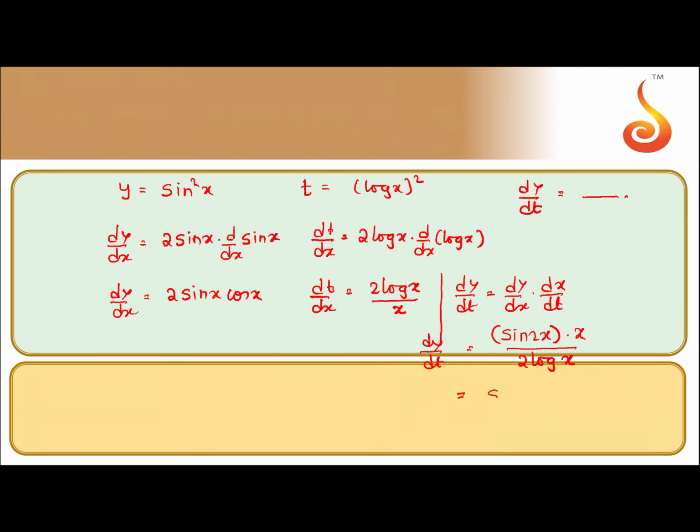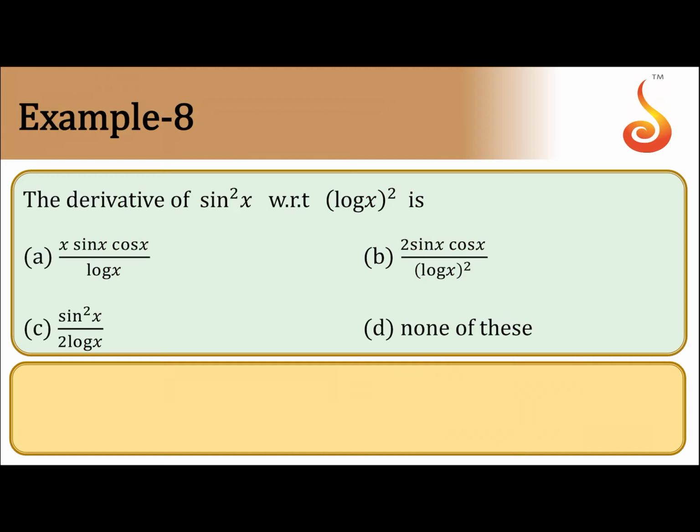Or if you want to write in a simple form, you can write sin x cos x into x by log x. This is differentiation of one function with respect to another function. Whenever you have to take with respect to another function, you take the other function as t and this as y. It's your wish, you can take u or whatever variable, but basically dy by dt they are asking.